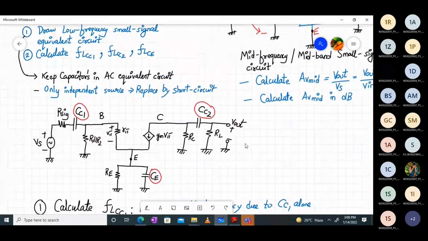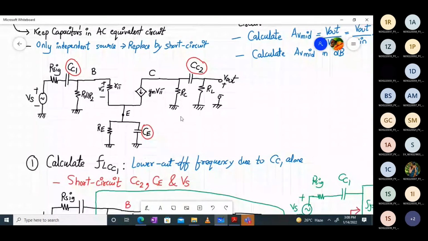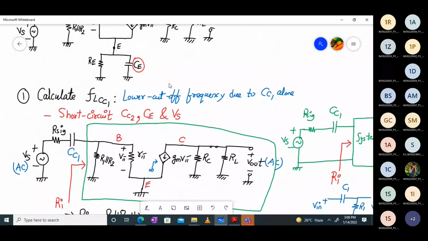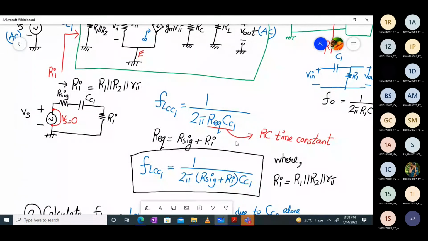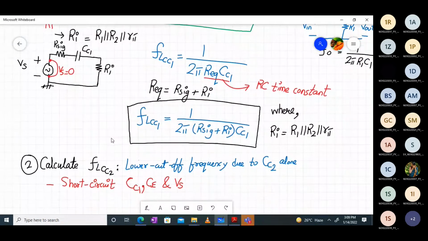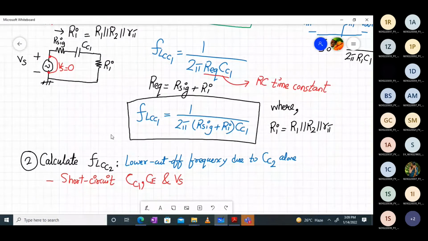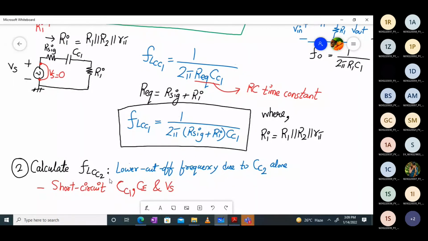So we have drawn the low frequency small signal equivalent circuit, and this was the circuit with the capacitors inside. Then we wish to calculate FL of CC1 alone, right? It is a lower cutoff frequency due to CC1, and there were some rules in drawing this circuit. And finally, we found out the expression for FL of CC1, which was 1/2 pi into (R6 plus Ri) into CC1, right? Where Ri was R1 parallel to R2 parallel to R pi. And then we are going to cover next time the procedure to calculate the expression for FL of CC2, which is the lower cutoff frequency due to CC2 alone, right?